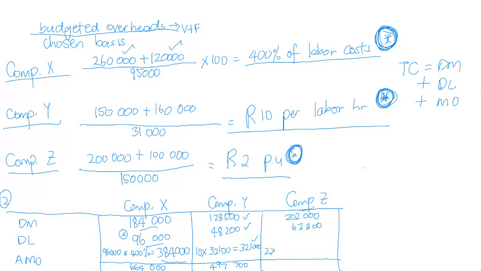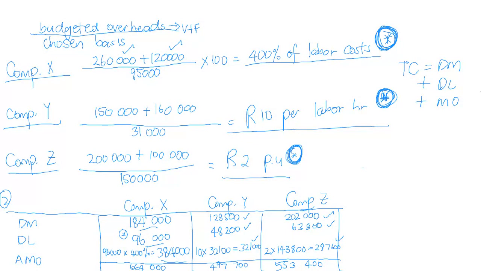Yes, 143,800. So that's going to be 287,600. And those three added up give you a total cost of 553,400. Okay, so that's question 2 done. You're fine with that? No questions?